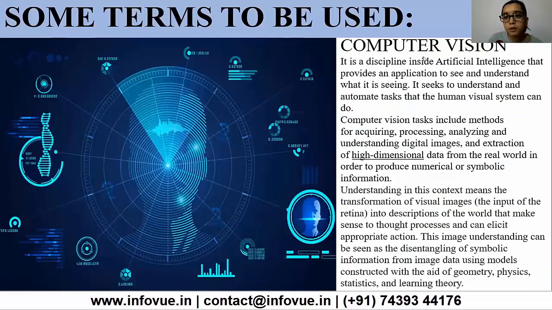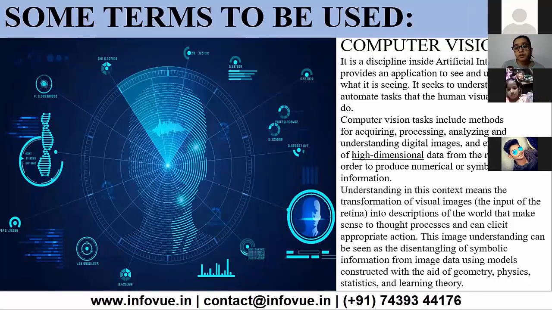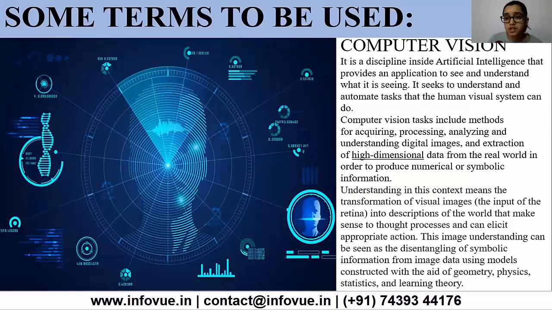I'll be discussing some of the terms which I'll be using in telling you about the software. First is computer vision. It is a discipline inside artificial intelligence, and it enables an application to see and understand what it is seeing. Computer vision includes the methods for acquiring, processing, analyzing and understanding digital images, and extraction of high dimensional data from the real world in order to produce numerical or symbolic information.